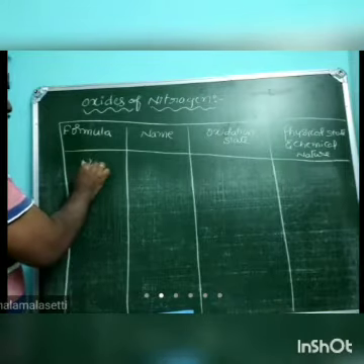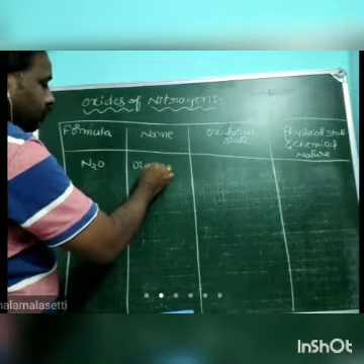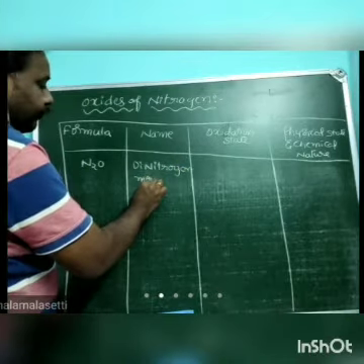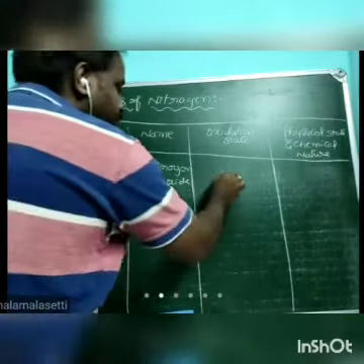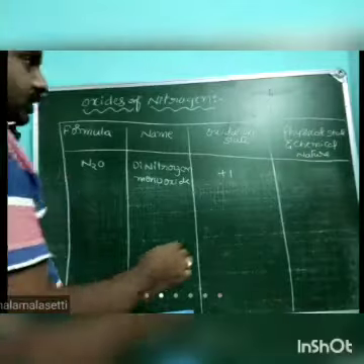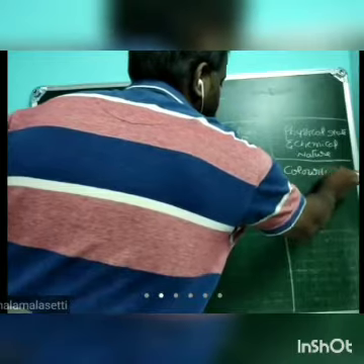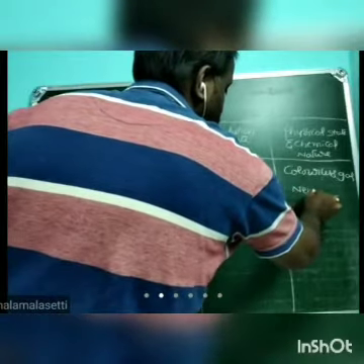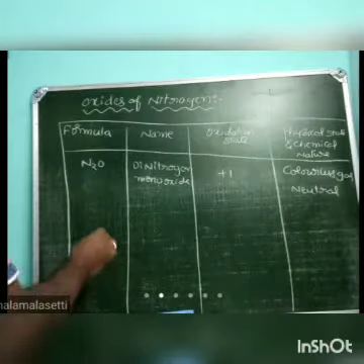So the first oxide is N2O. It is called dinitrogen monoxide. Its oxidation state is +1. Its physical state is colorless gas. And its chemical nature is neutral.